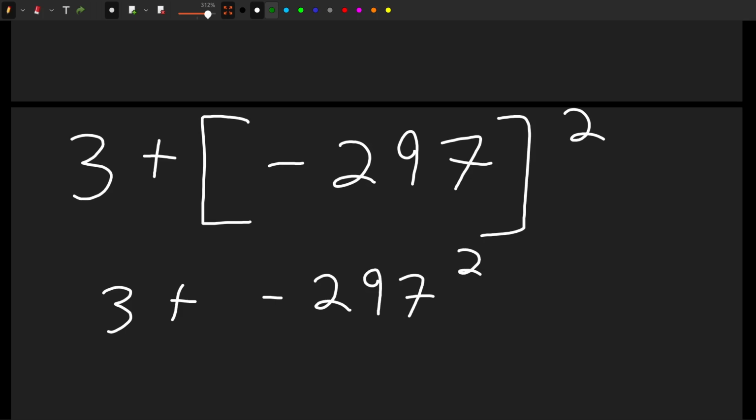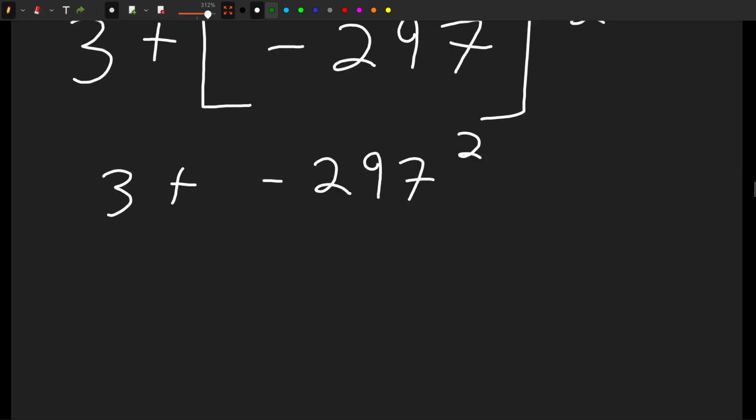One thing to note is that the negative number is squared. And I like to keep that notation. I like to make sure that I know that that negative is squared because that's actually going to be taken care of by multiplication here. Because a negative times a negative is a positive. And so in the end here, I'm going to end up with a positive. So now we have to do 297 squared. We'll work that out by hand.